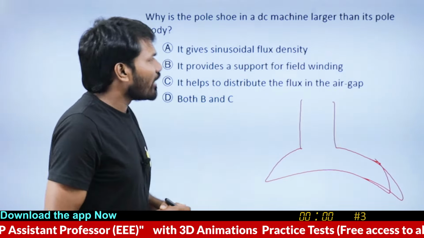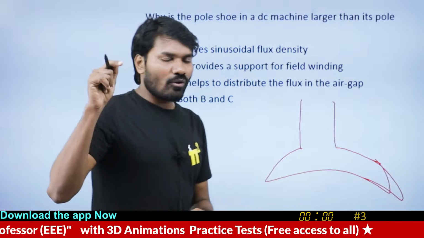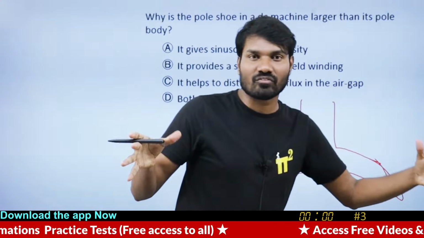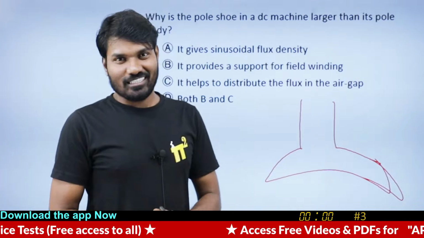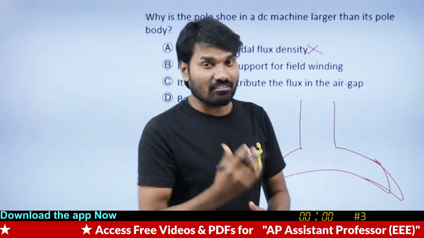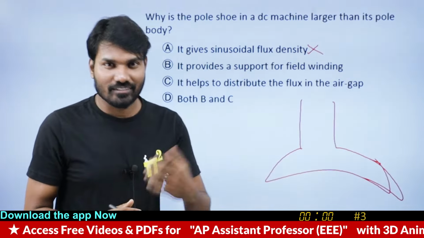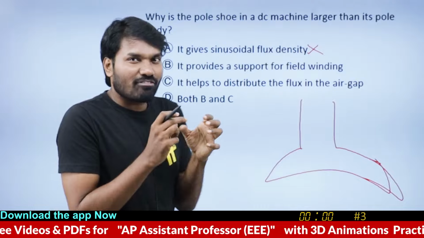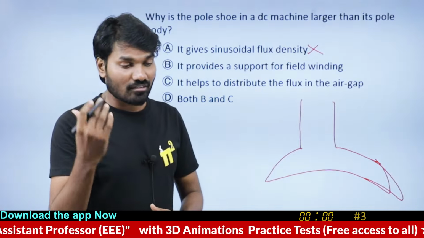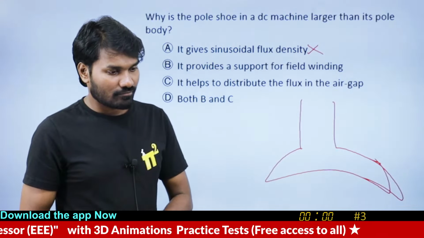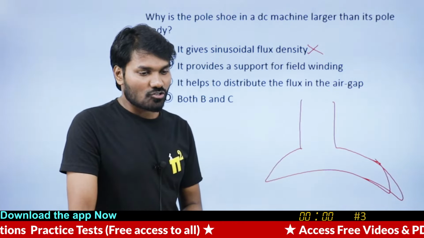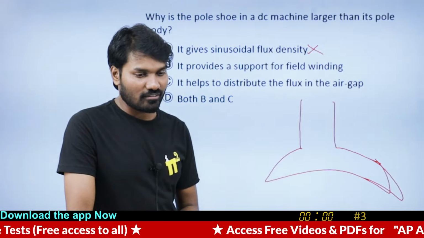Does it give a sinusoidal flux density? Can you confirm that this will give sinusoidal flux density? No, it will not give a sinusoidal flux density. Which flux density will it give then? What is the shape of the main field flux, or flux density? Yes, I'm asking you. Nobody? How strange is that? That's too strange. What are you guys doing here?